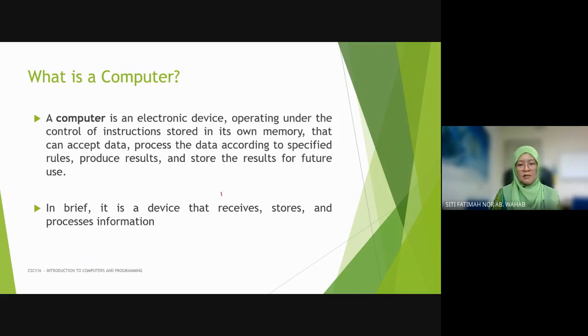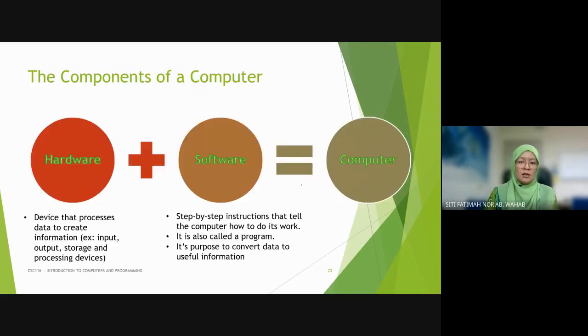So here is the input. Here is the process. And here is the output. Of course, when you process something, you want to have the output. The components of a computer, in general, are the combination of hardware and software. So it becomes a computer.